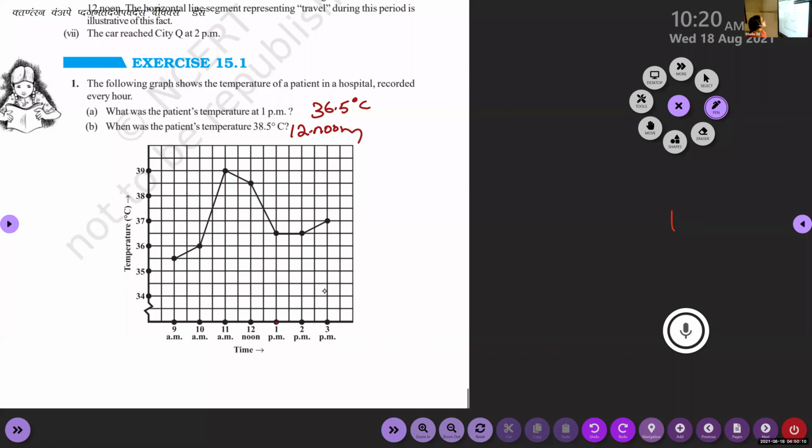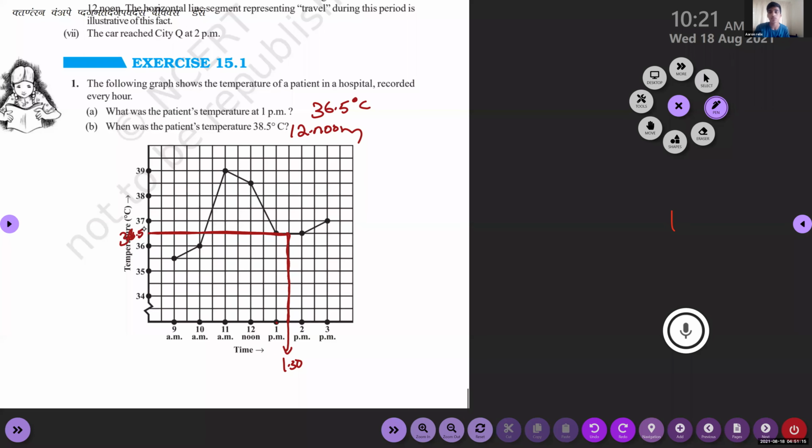Gopika Shankar, next question. What was the temperature at 1:30 p.m.? How did you arrive at your answer? 1:30 is between 1 and 2. The line between 1 and 2, at 1:30, is at 36.5 degrees Celsius. From the graph we can get the answer. It's not 37. The corresponding value on the y-axis is 36.5. Clear, Aaron?